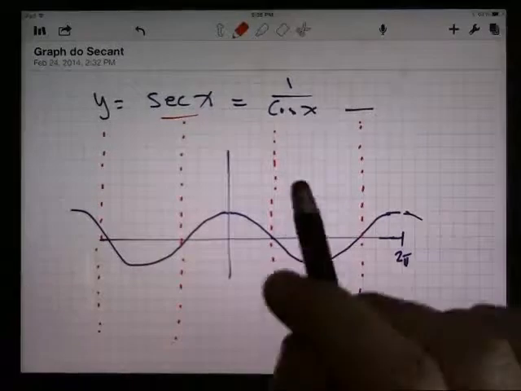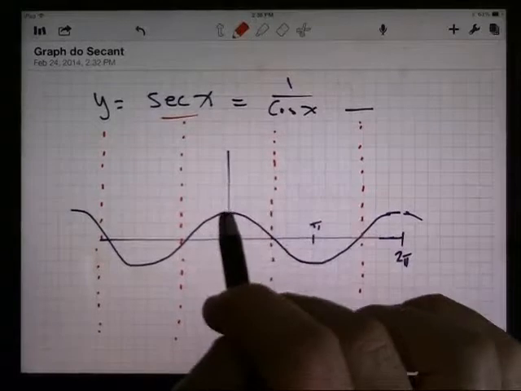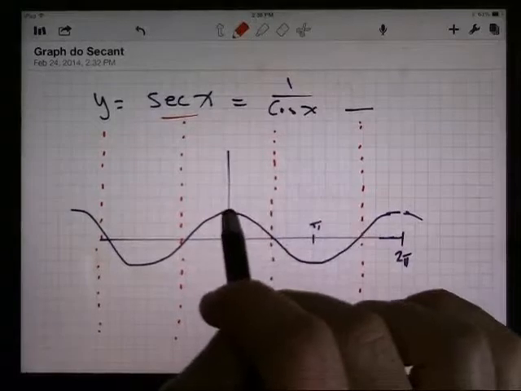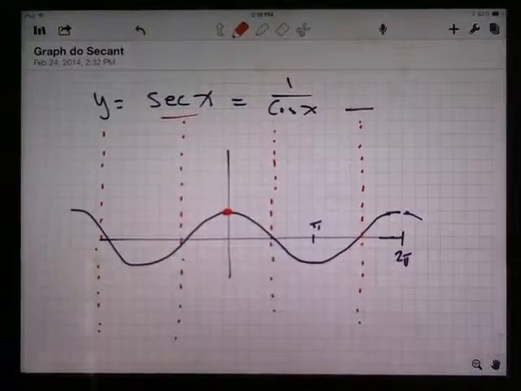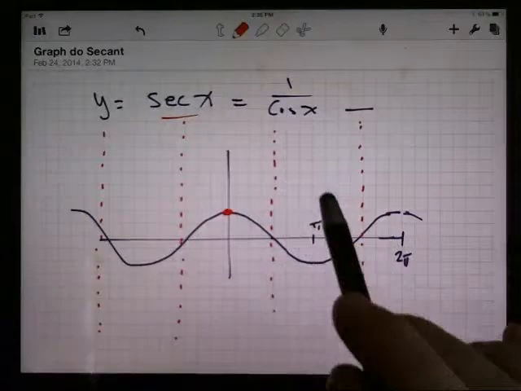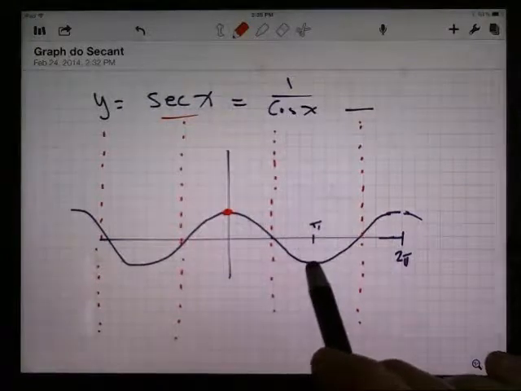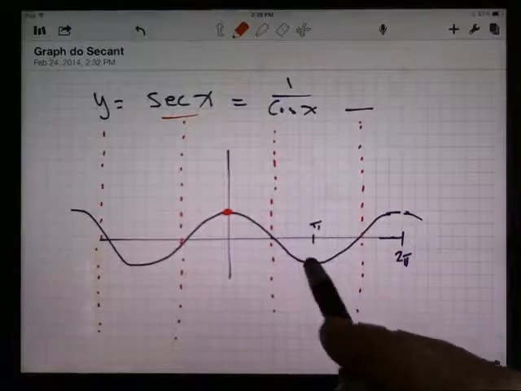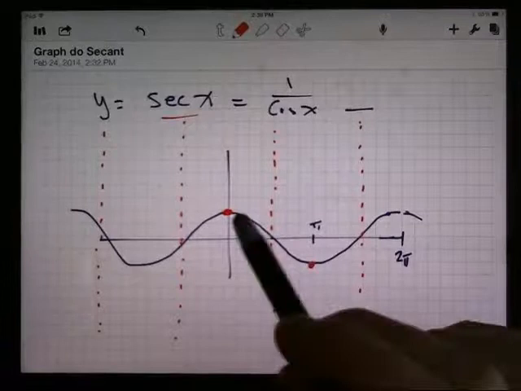Now another thing I noticed is that when the cosine of x is equal to 1, for instance at x equals 0, the reciprocal of 1 is still 1. So the secant and the cosine will be exactly the same right there. Likewise at pi, when cosine is equal to -1, cosine of pi is -1. The reciprocal of -1 is still -1. And so the secant will match the cosine right there.